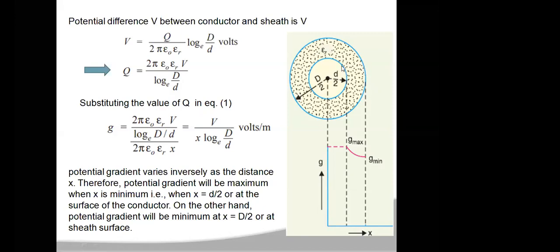Okay, and the surface of the conductor is at a distance x equal to small d by 2, and the surface of the sheet is at a distance x equal to capital D by 2. So now if you want to calculate the minimum or maximum potential gradient, you simply substitute x equal to small d by 2 to get the maximum value, and x equal to capital D by 2 to get the minimum value.